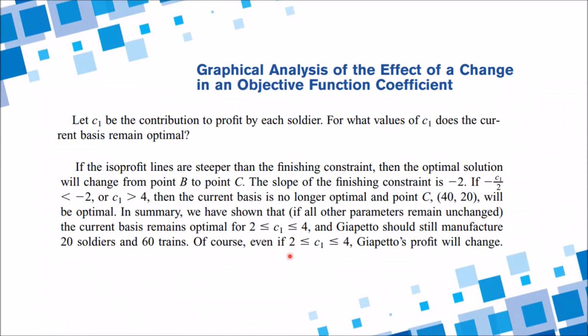Then keep in mind, even if C1 is between 2 and 4, the factory's overall profit will change, even though you maintain your optimal point. That's the whole point. You are changing the objective function coefficient, which could be a less cost for the factory, while the profit is changing to the better, let's say. If it's changing to the worse, then we want to avoid it. So that's a sensitivity analysis for the objective function.